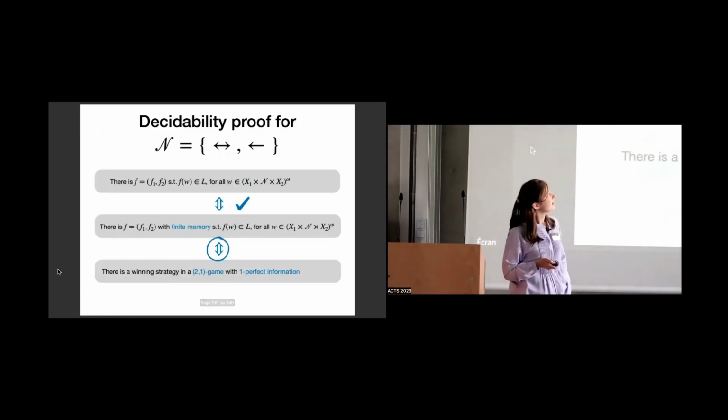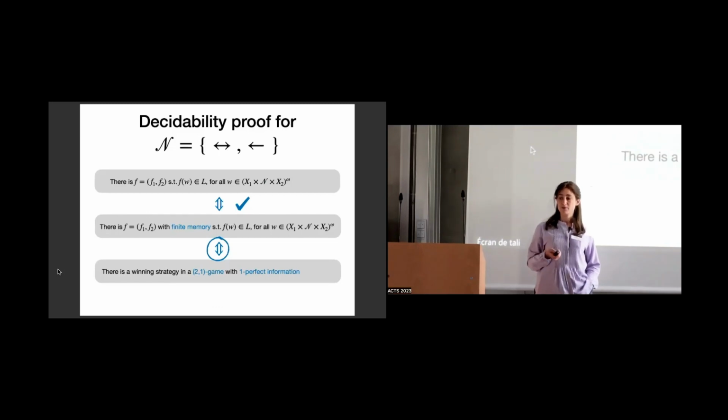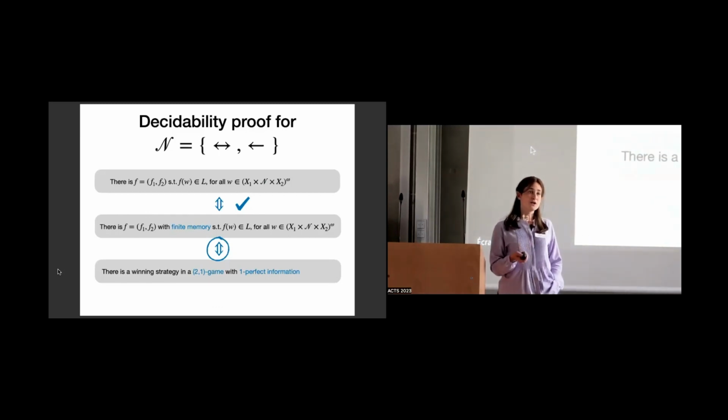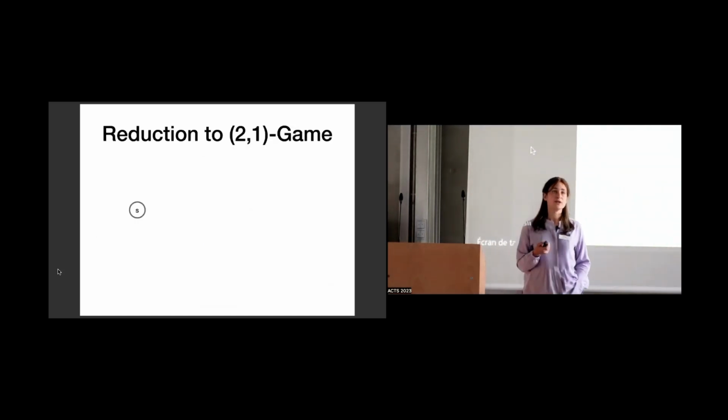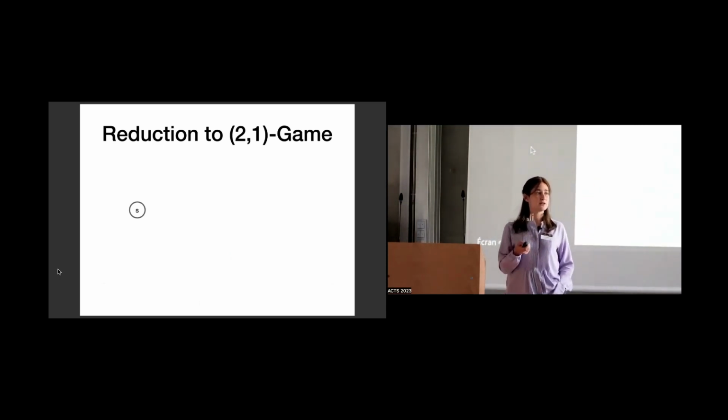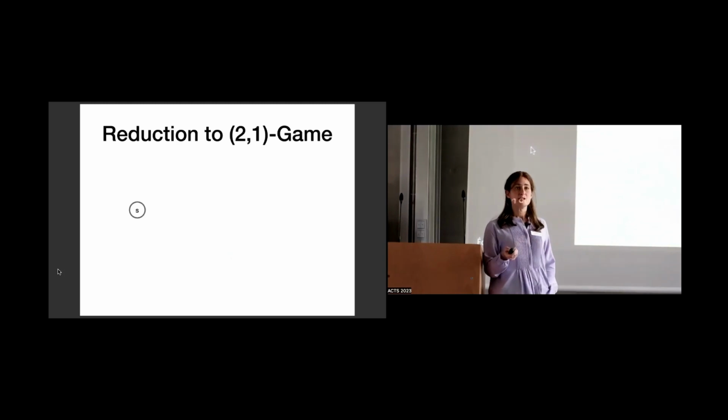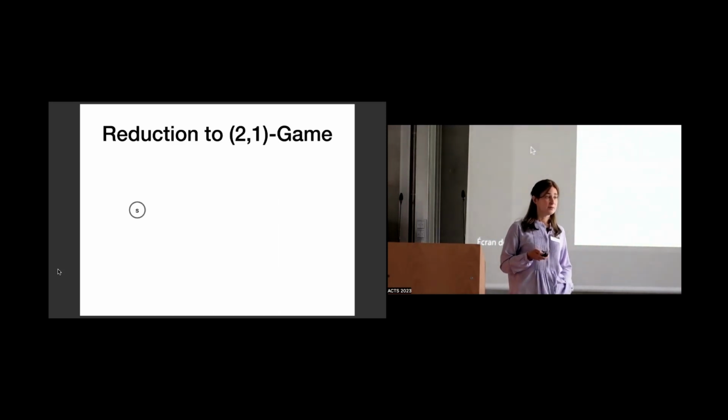Okay, so now that I have this finite memory strategy, we can show how we can encode it into a game. Okay, so the games we're looking at are two-player games. So I have two players against an environment. It's played on a graph. I start from a state S, and then the environment will play. It will play an action that comes from a finite alphabet.